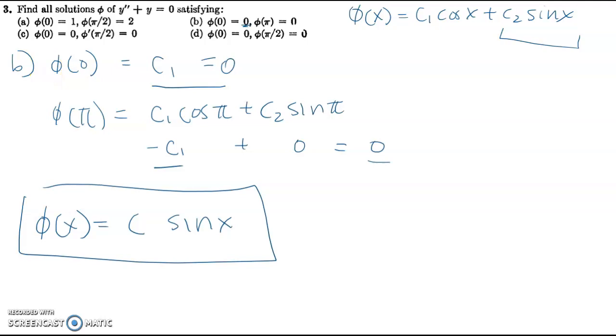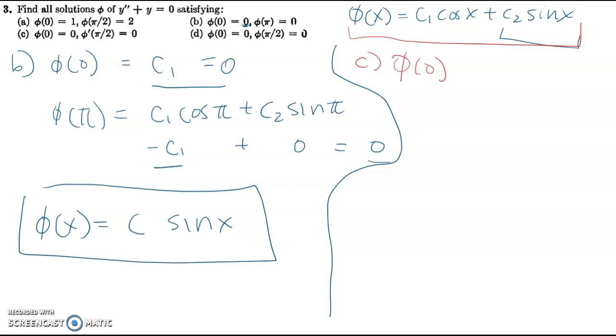Hi, I think our video got cut before I had a chance to go over part C, so let's go over that. So this is part C of number 3. Okay. So we're still using our given equation, so let's go ahead and plug in 0.